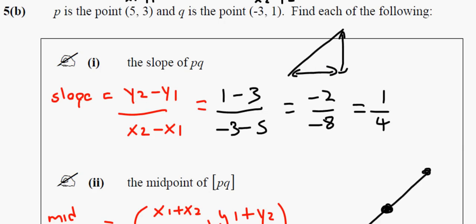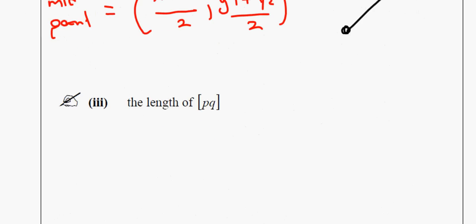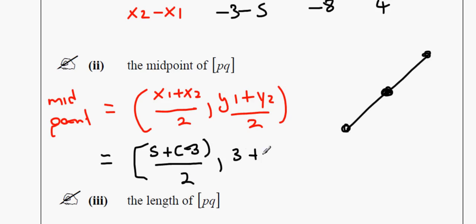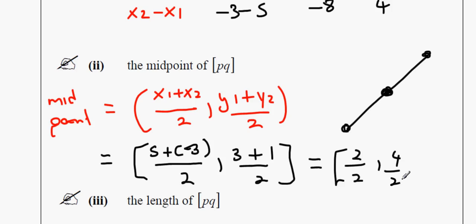Okay. Now, what we're doing here is finding the midpoint, and to find the midpoint, x1 is 5 plus x2. x2 is minus 3. Make sure to put it in brackets. Divided by 2. Now we're going to get y1 is 3, y2 is 2. We're going to divide that by 2. We're going to put this into our calculator, and what we're going to get is 2 divided by 2 and 4 divided by 2, and the answer will be (1, 2).